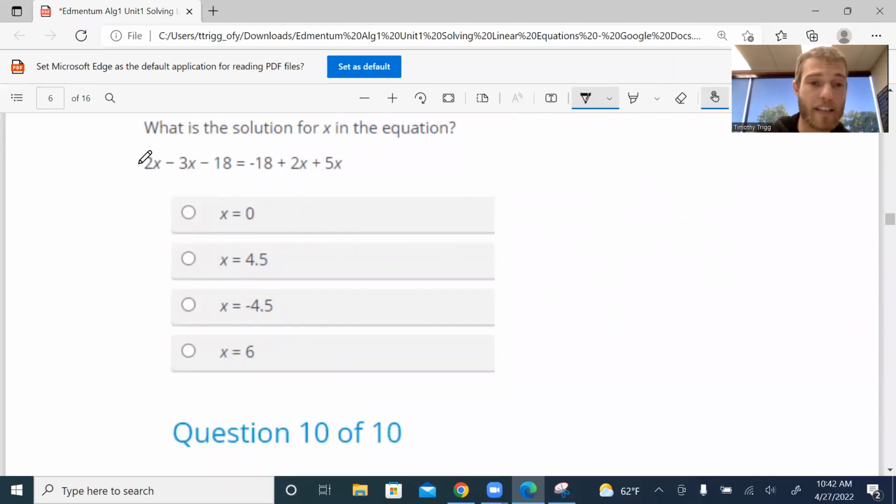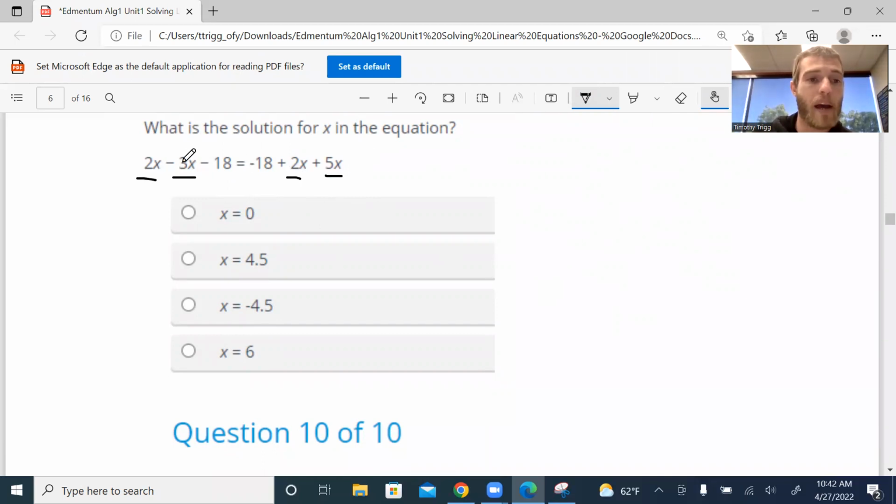Okay, in this one, we want to solve for x. Again, there's a lot of x's all over this equation, right? There's 2x minus 3x on the left, and then there's a 2x plus 5x on the right. So we're going to combine like terms on the left and combine like terms on the right. We always want to combine like terms if we can, before we move stuff around.